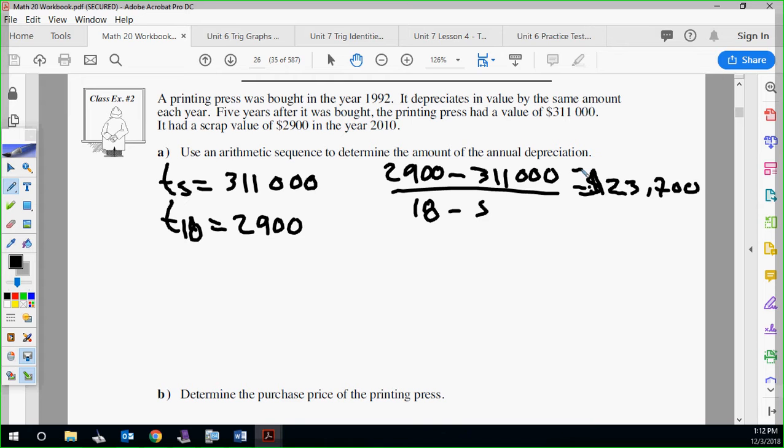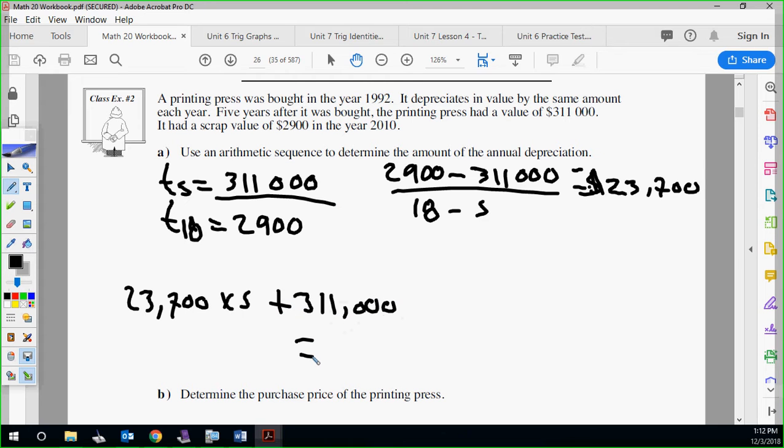Yep, 23,700 times 5. So we go 23,700 times 5. Okay, and then you're going to add that to this guy. Okay. So when you calculate that, you should get 429. Let's see here.